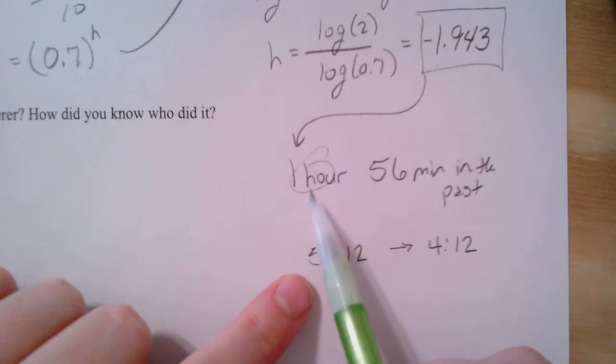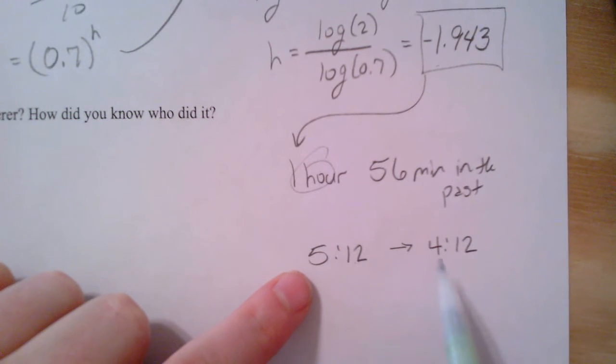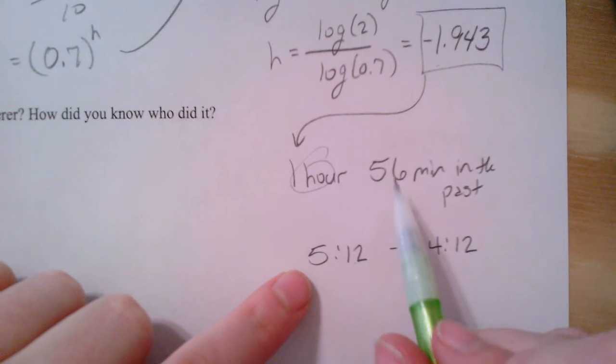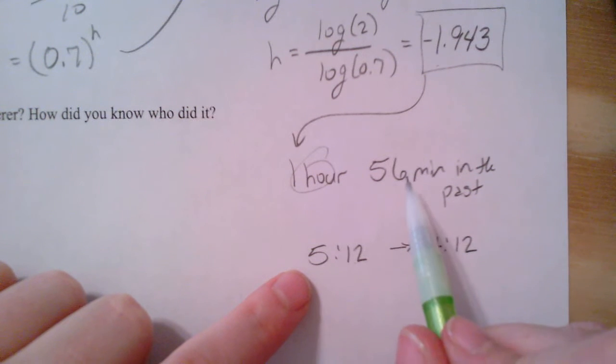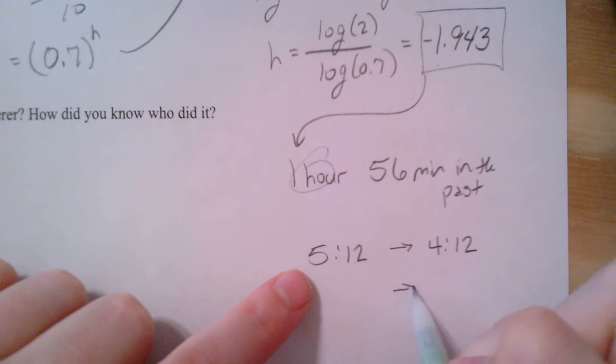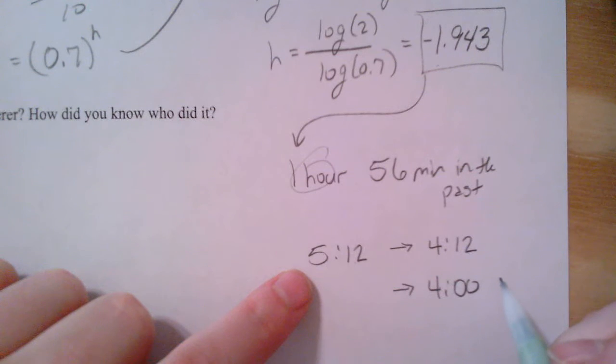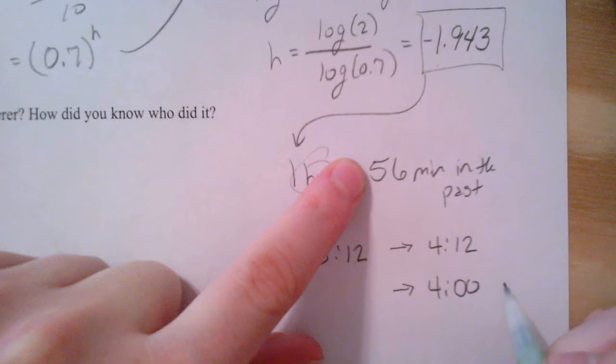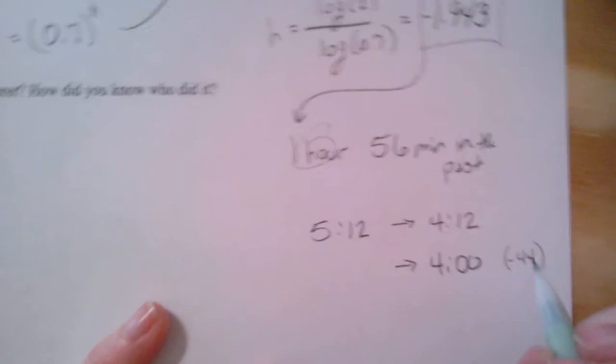So I need to go back 1 hour from 5:12, which puts me at 4:12. And then I need to travel backwards another 56 minutes. I might start by traveling backwards 12 minutes to begin with. That puts me at 4 o'clock. And 56 minus 12 would be 44. So I need to go backwards another 44 minutes.